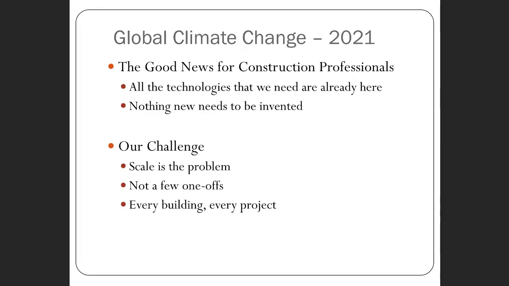So what's the good news? At least my take on all this. The good news is that, for the most part, there's nothing here that we have to invent. We don't have to wait for a magic bullet. All the technologies that we need are already here. We know how to insulate, and we have high performance windows, passive house, heat pumps, solar panels and windmills. All this stuff already exists. We can master these technologies and systems, and we can deploy them.